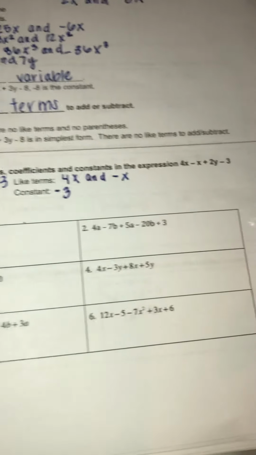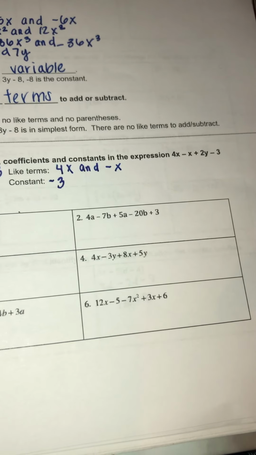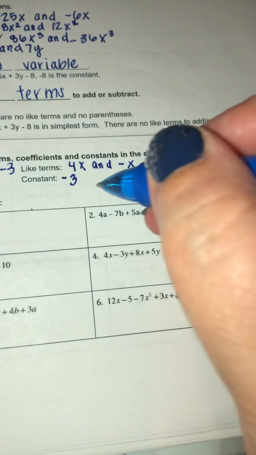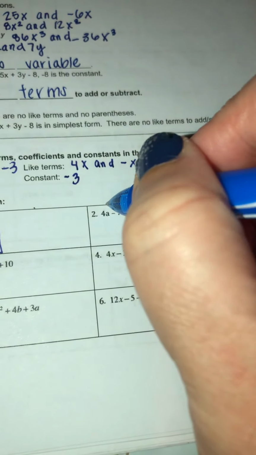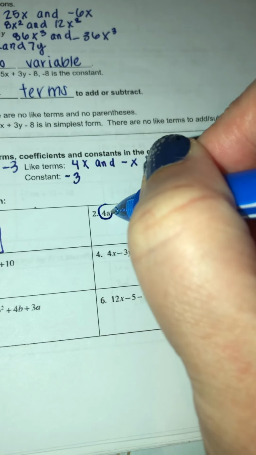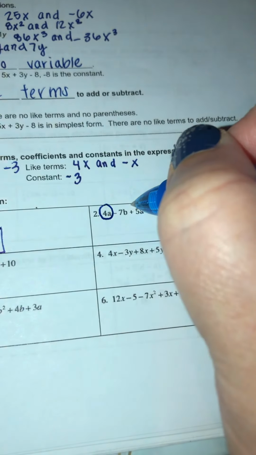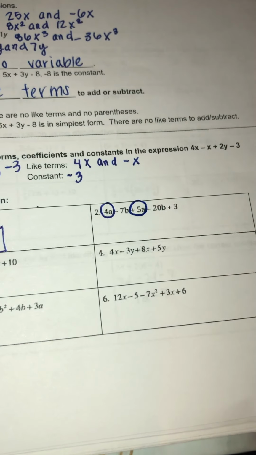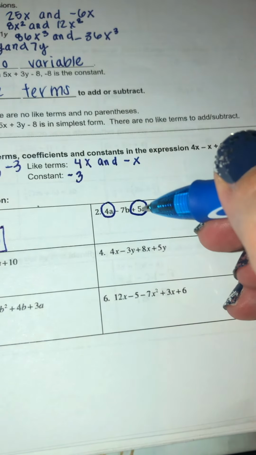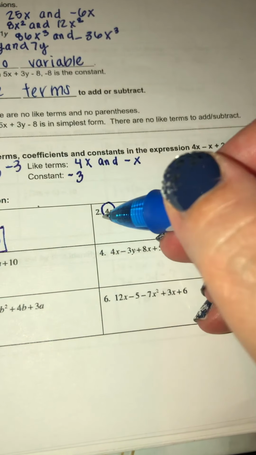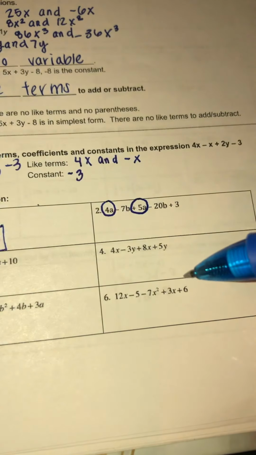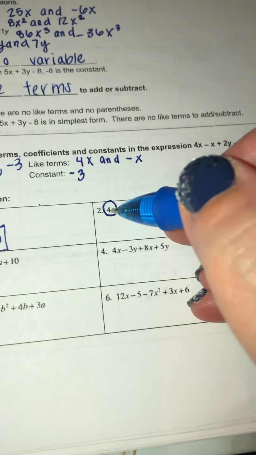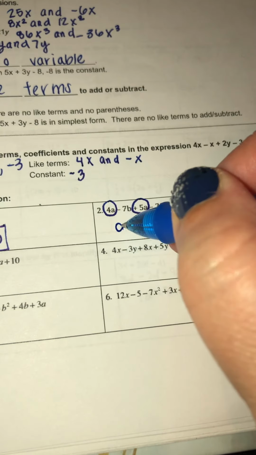Okay, number 2, 4a minus 7b plus 5a minus 20b plus 3. I'm going to circle the ones that have the letter A next to it. So there's the 4a here and a positive 5a. Notice again how I'm circling the plus sign in front of that 5. It's important to know if that number is a positive or negative. Okay, there's no other a's here, so these two terms are the only ones that are alike with the letter A. So I'm going to do 4 plus 5, that's 9, so now I have 9a.